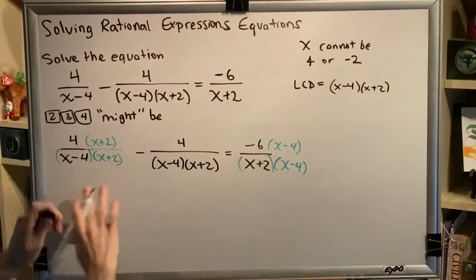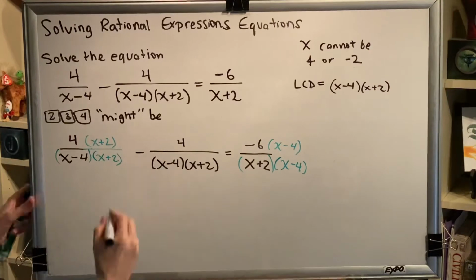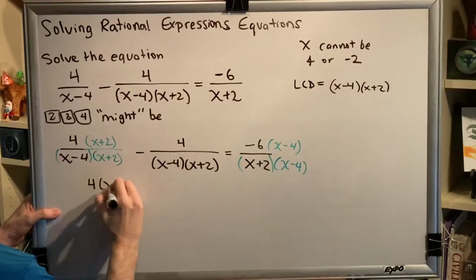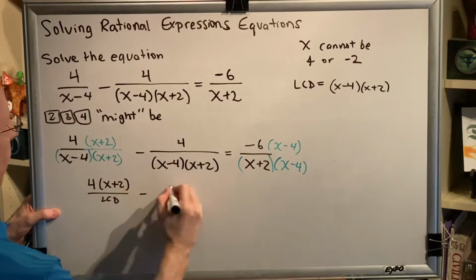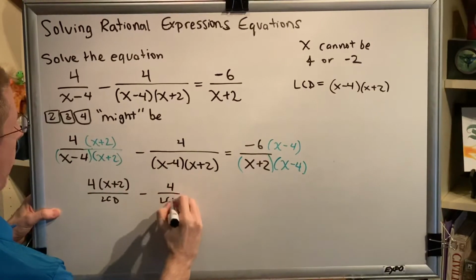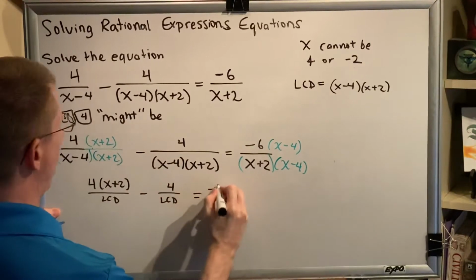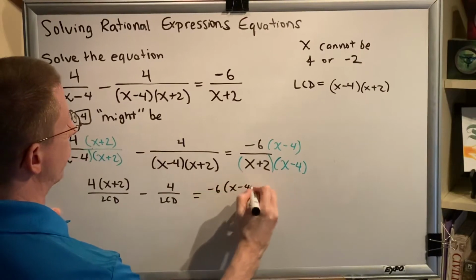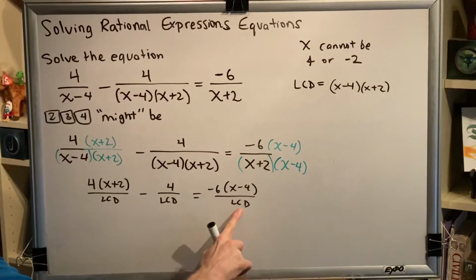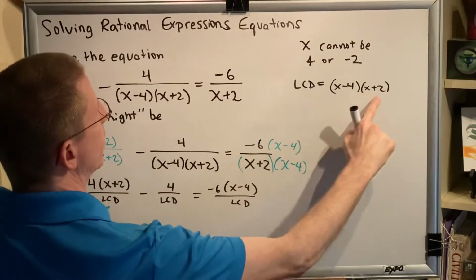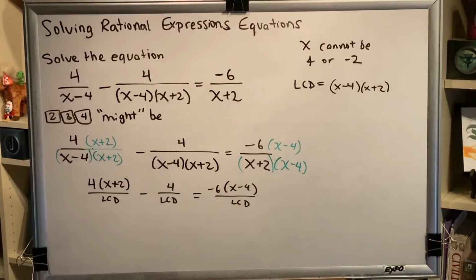So I'm going to rewrite my equation to look like this. 4 times the x plus 2 over the least common denominator, minus 4 over the least common denominator, equals negative 6 times the x minus 4 over the least common denominator. And we recognize that the least common denominator is this pair of binomials.